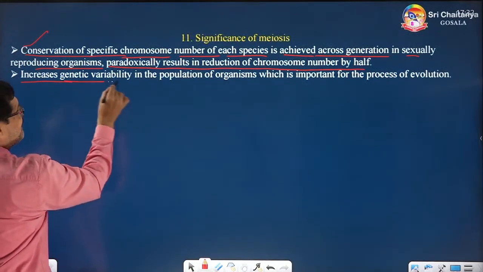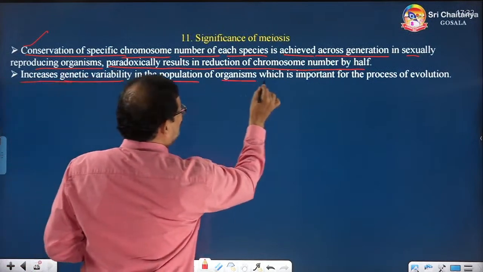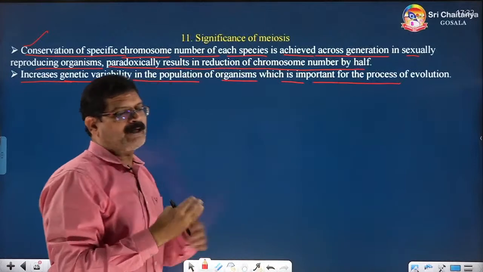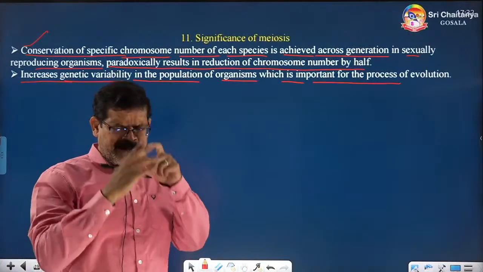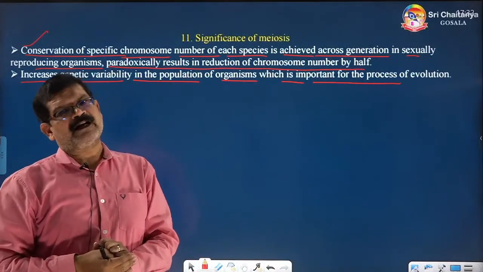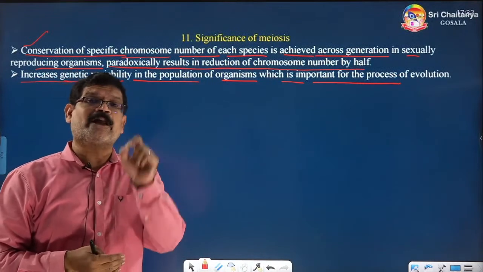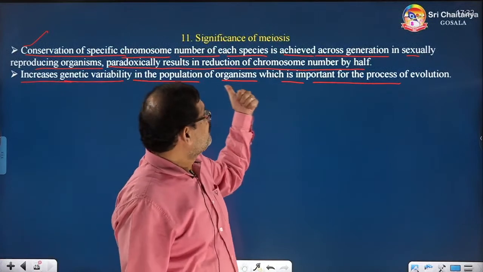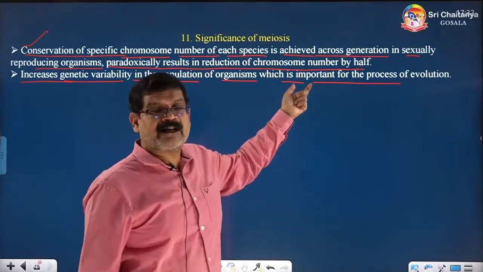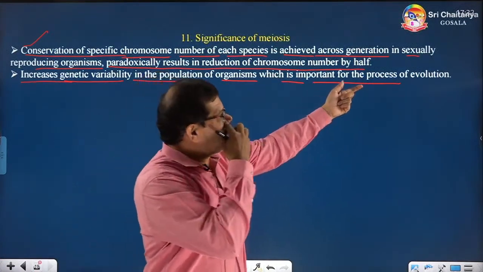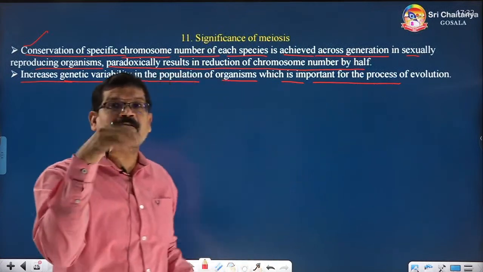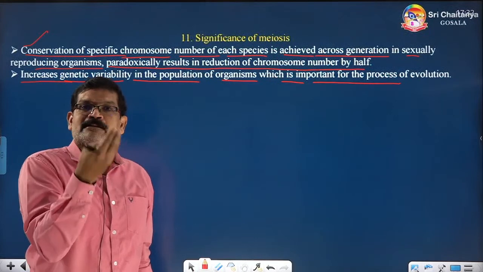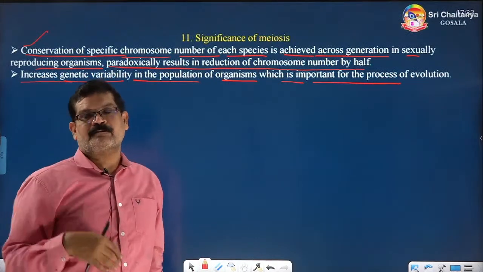Increasing genetic variability in the population of the organism is an important process of evolution. For every multicellular organism undergoing sexual reproduction, what will happen? The organism will show genetic recombination. As a result, it is a process of what? Evolution. Evolution means a new organism which is not similar to another one is produced.